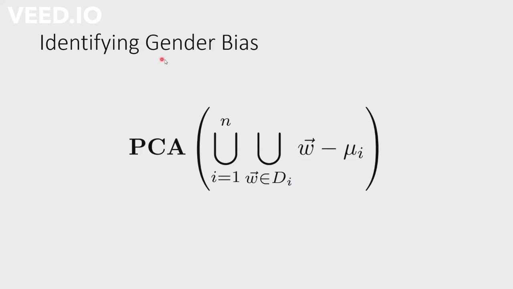Now for identifying the gender bias. We'll be using the definitional sets, and for each definitional set, we will look at all the words in that set. We'll compute the mean of all those words, mu i, and subtract that mean from each word in that definitional set. And then we'll add each of these vectors to a matrix and compute the PCA of that matrix. The top k components will represent our gender subspace. In this case, we use k equals 1, so our top vector will represent our gender direction.